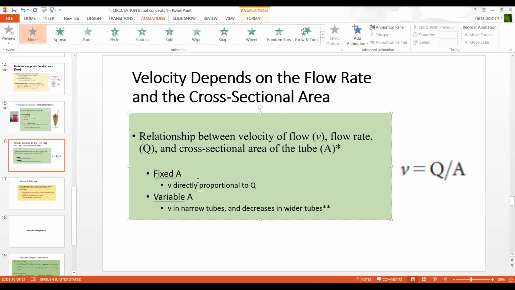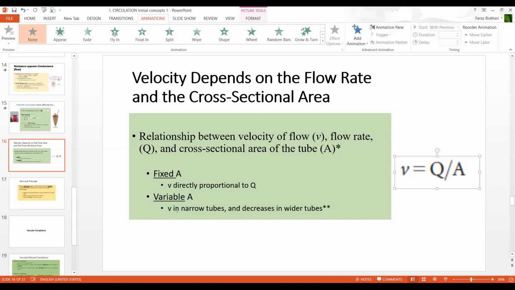Further two points: if you were to fix the surface area, then V will be directly proportional to Q, something we've discussed. In a variable surface area, this would be applicable. This is important. So in a variable surface area, in an artery, for example, an artery at rest is letting a certain amount of fluid go through at a certain velocity. Now you constrict that artery. You have decreased the surface area.